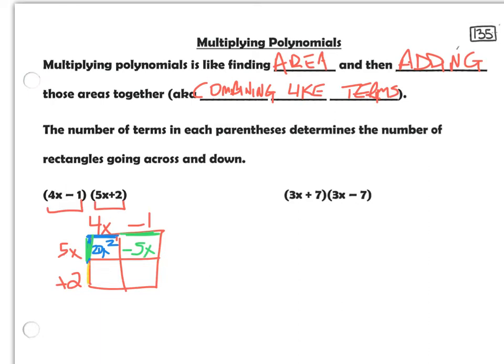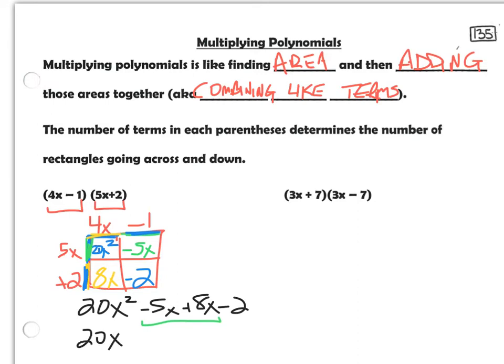Then I'll do 2 times 4x, that would be 8x. And 2 times negative 1, which would be negative 2. And now I'm going to write these terms outside of my box and use that to combine like terms. Now, eventually you'll be able to do it without writing these terms down. Notice I usually will have these 2 terms in the middle that I can combine. So my final area and my final answer would be 20x squared plus 3x minus 2.